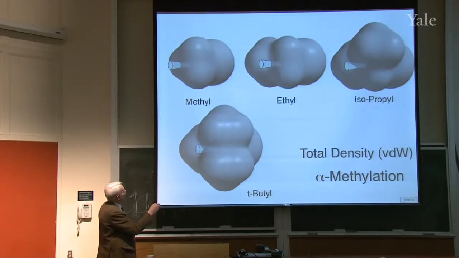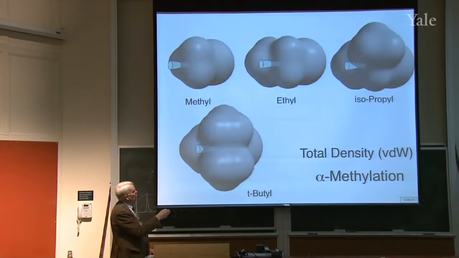Ethyl, it gets there okay, although it's bumping into this thing at the back a little bit, but it could lean forward toward us a little bit to avoid that. Here, it's getting in trouble, right? That slows it down by a factor of 23, right?